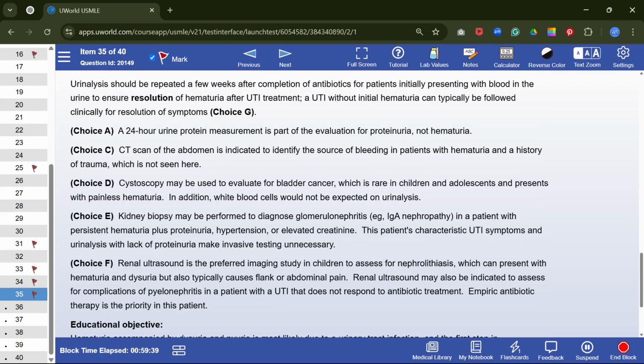Renal ultrasound is the preferred imaging study in children to assess for nephrolithiasis, which can present with hematuria and dysuria but also typically causes flank or abdominal pain. Renal ultrasound may be indicated to assess for complications of pyelonephritis in a patient with UTI that does not respond to antibiotic treatment. Empiric antibiotics are the priority in this patient.